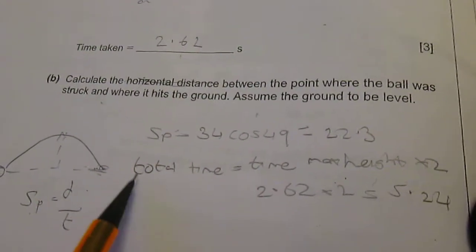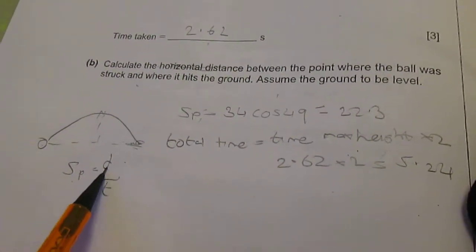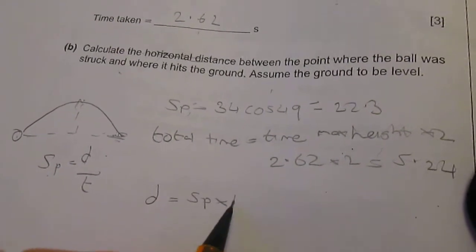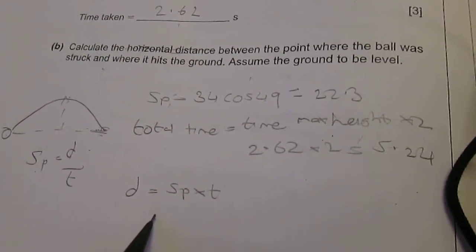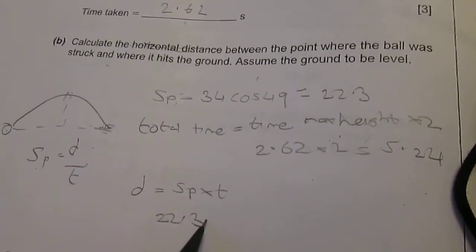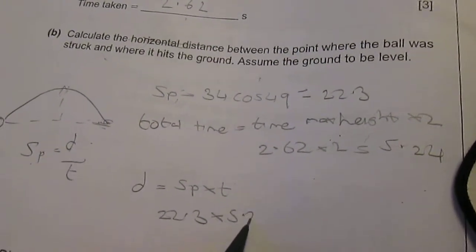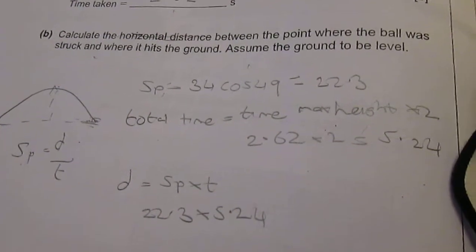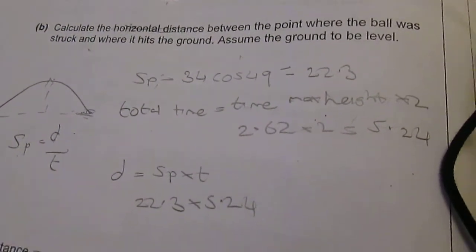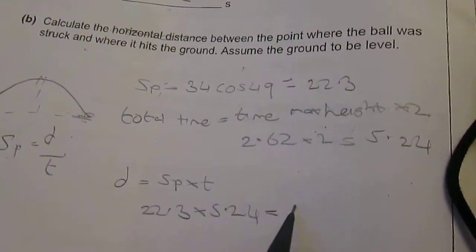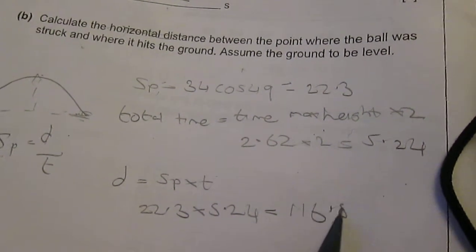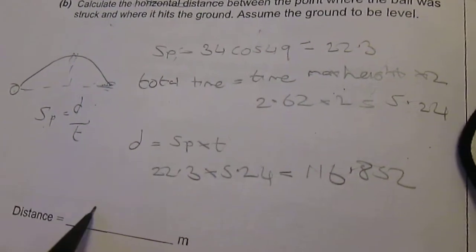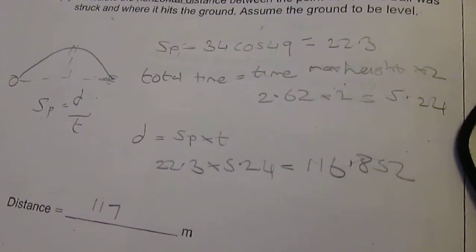Now we have our total time and we have our speed. We arrange this to find D. D is equal to our speed times time. So it's 22.3 times 5.24, and you will get an answer of 116.852, which we round up to 117 meters.